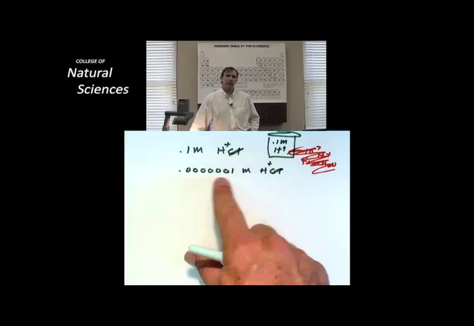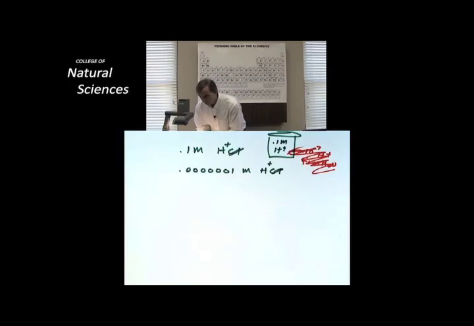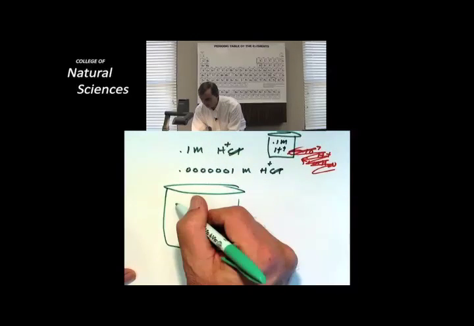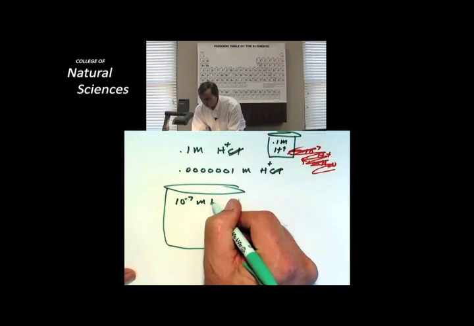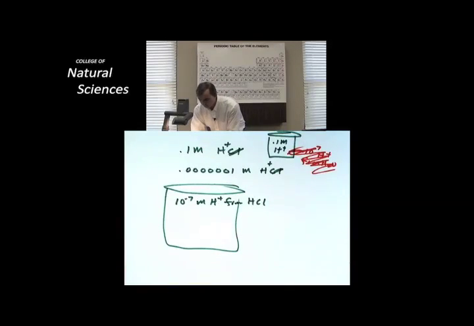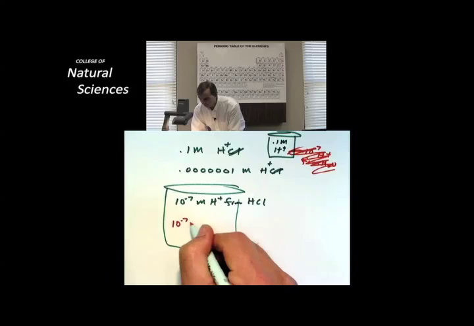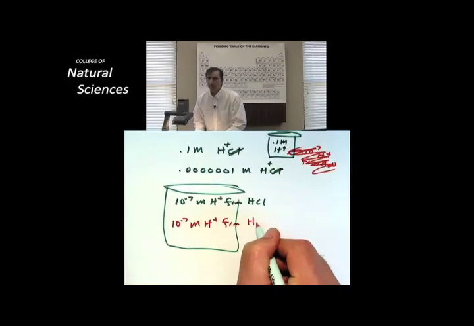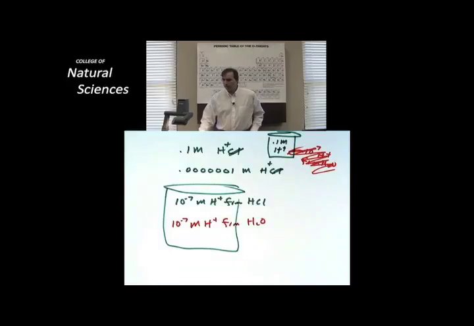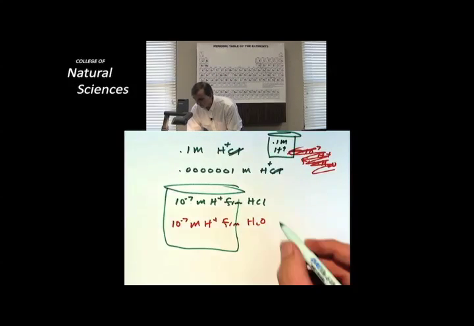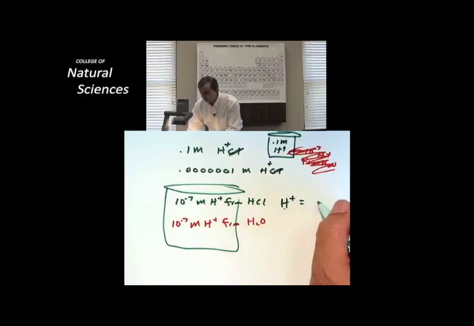Well, what about down here? Here I've got a beaker, and it's got 10 to the minus 7 molar H+ from HCl, but we cannot deny the fact that there is 10 to the minus 7 molar H+ from water. Once again, I got issues, because the equation I use for HCl's calculation is that H+ is equal to Ca.